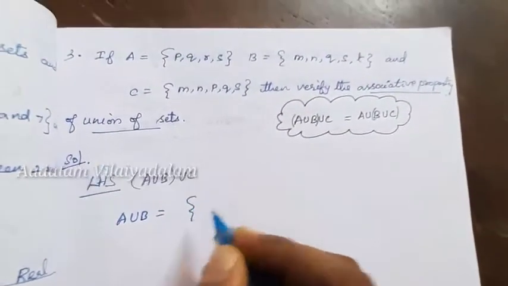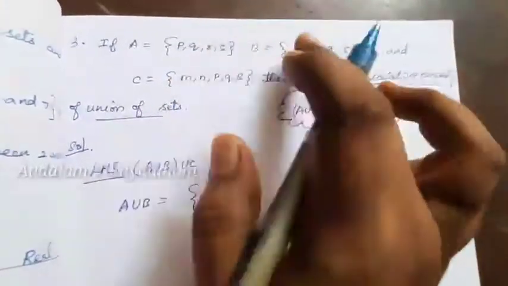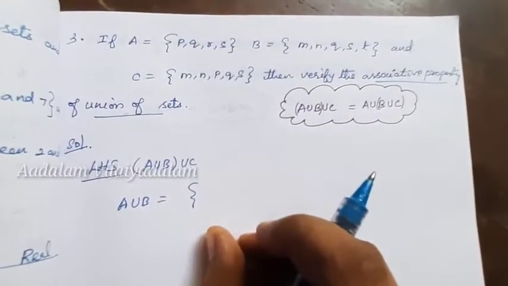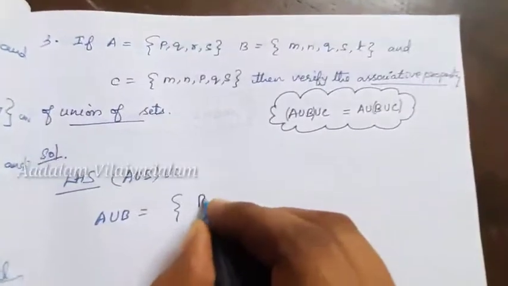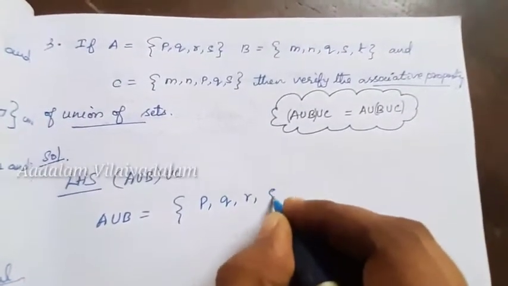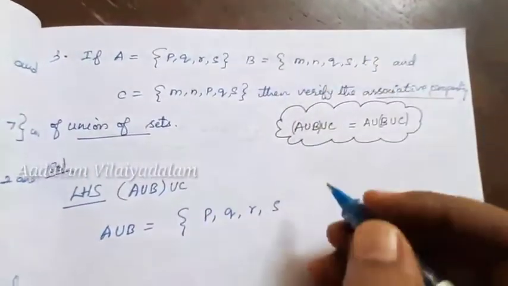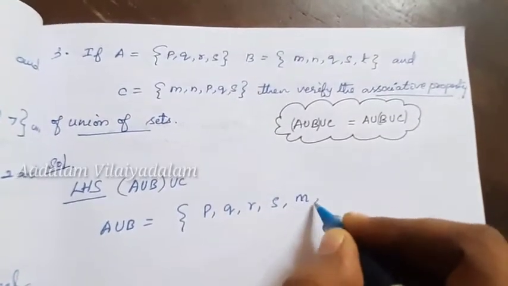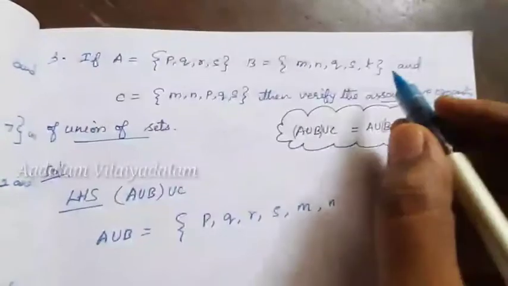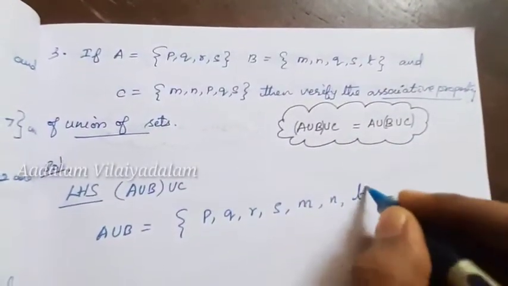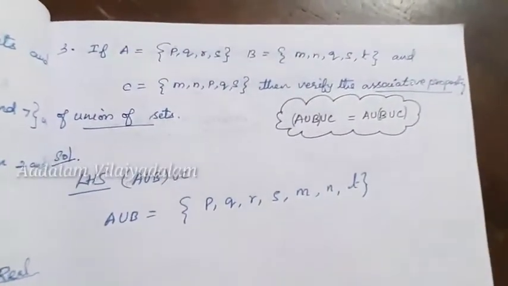What is A union B? You can just join all the elements and write it without repetition. Then P, Q, R, S. Is there anything repeating here? M is not repeating, and N, Q is repeating, R is repeating. So the remaining one is T. So therefore A union B gets over.